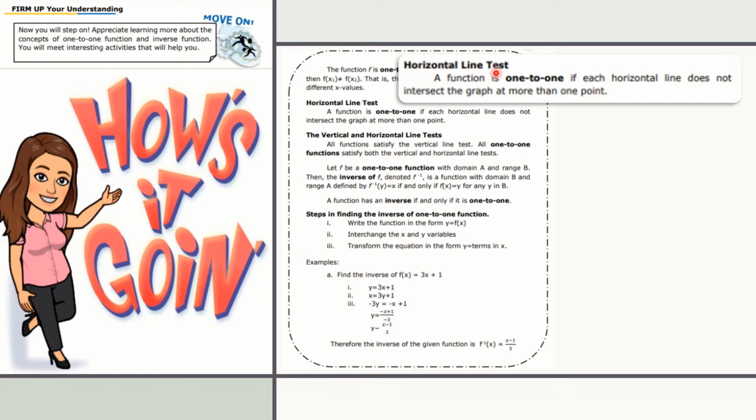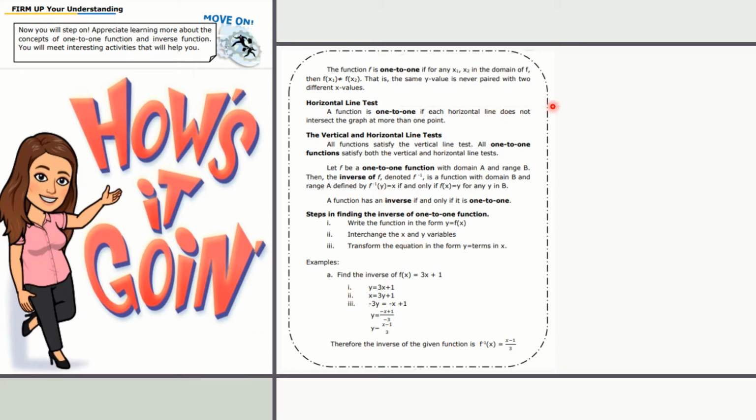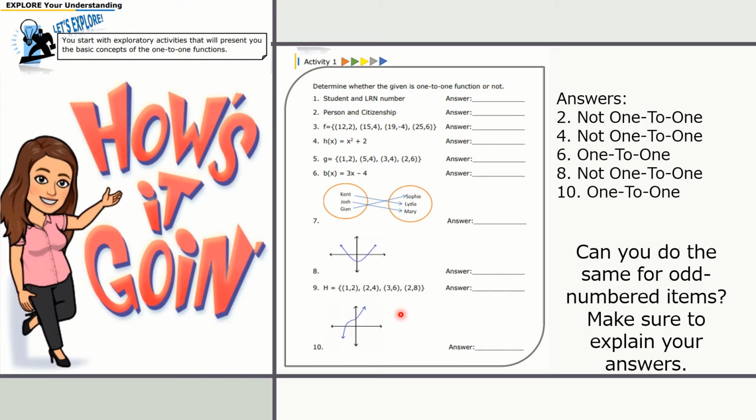That is, the same y value is never paired with two different x values. Let's focus on the horizontal line test. A function is one-to-one if each horizontal line does not intersect the graph at more than one point. We can recheck number 8 and number 10 with this test. Let me change my pointer to a pen. If I put horizontal lines on this graph, we can see that these horizontal lines intersect the graph at more than one point.